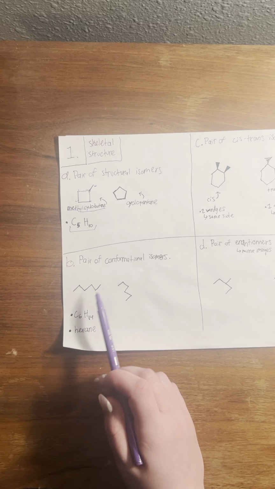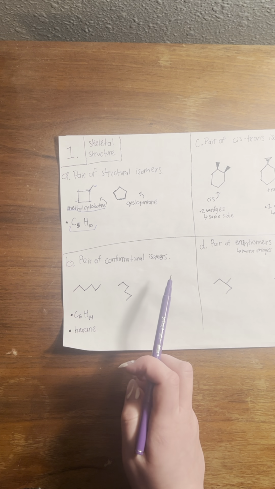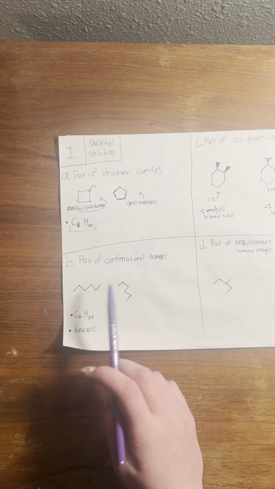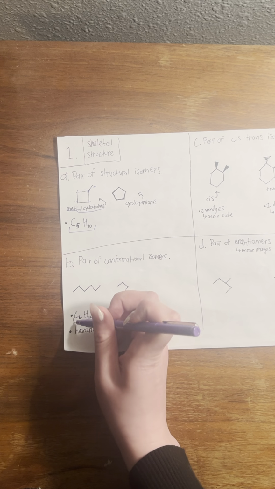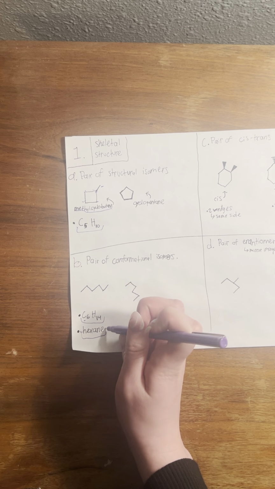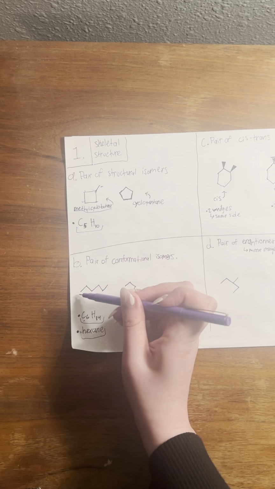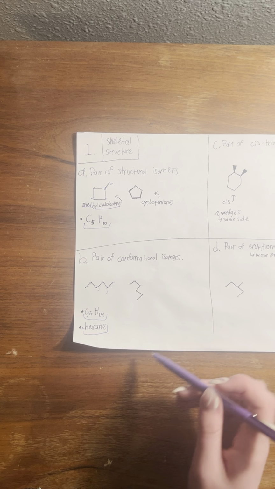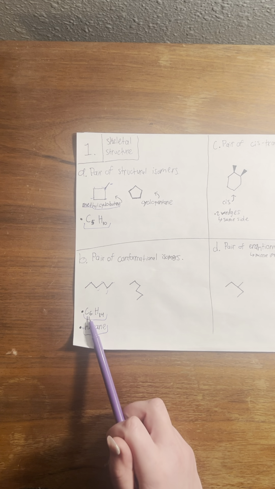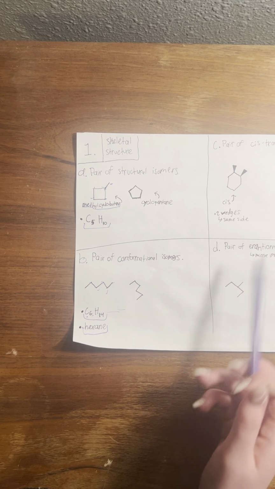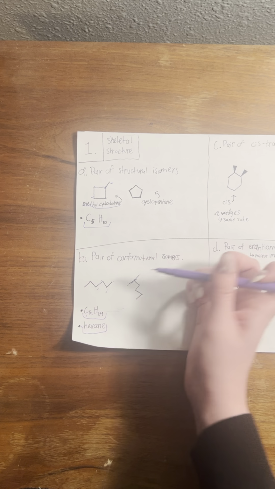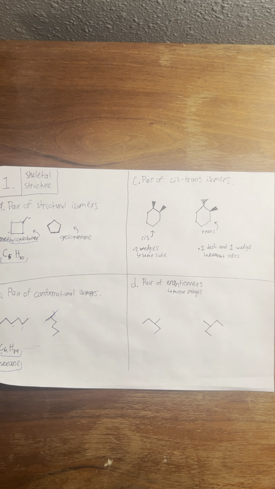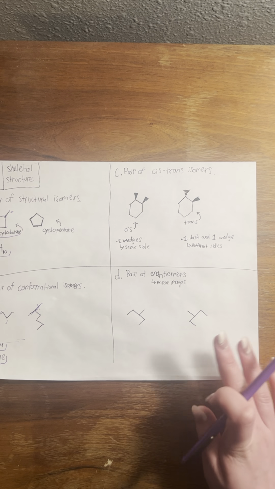And then a pair of conformational isomers. So these ones are conformational because they both have the same chemical formula right here and the same name, hexane. They just look a little different. They still have 1, 2, 3, 4, 5, 6 carbons and 14 hydrogens, just like it says right here. They just look different. This one has a little extra thing right here instead of going up like that. And then the next one, C, is a pair of cis-trans isomers.